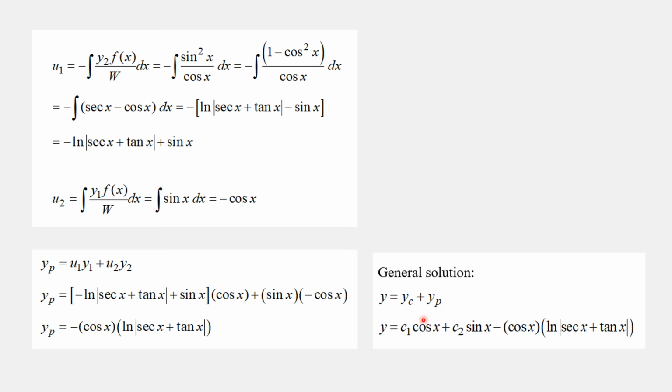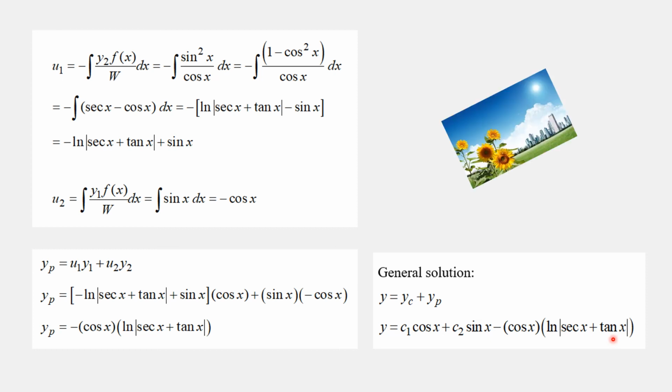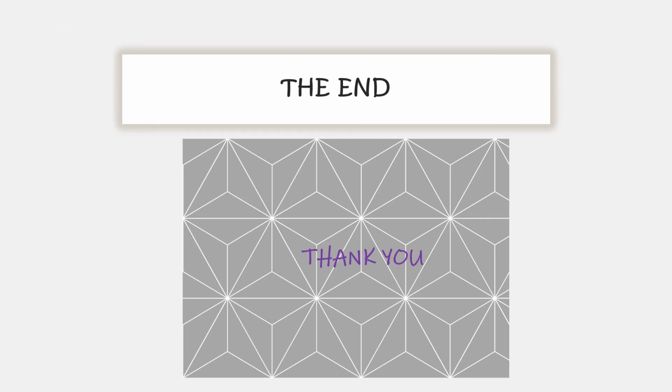yc is c1 cos x plus c2 sin x, and yp will be this part here, negative cos x ln secant x plus tangent x. So that will be the general solution for the given differential equation. Please study all the techniques that I've explained to you, because we're going to use the method of variation of parameters again in the following chapter. Thank you very much.